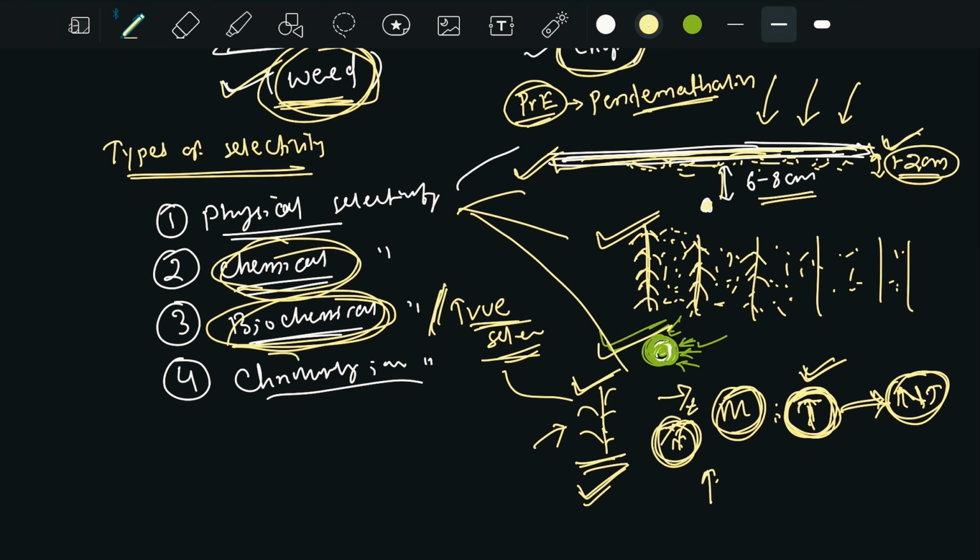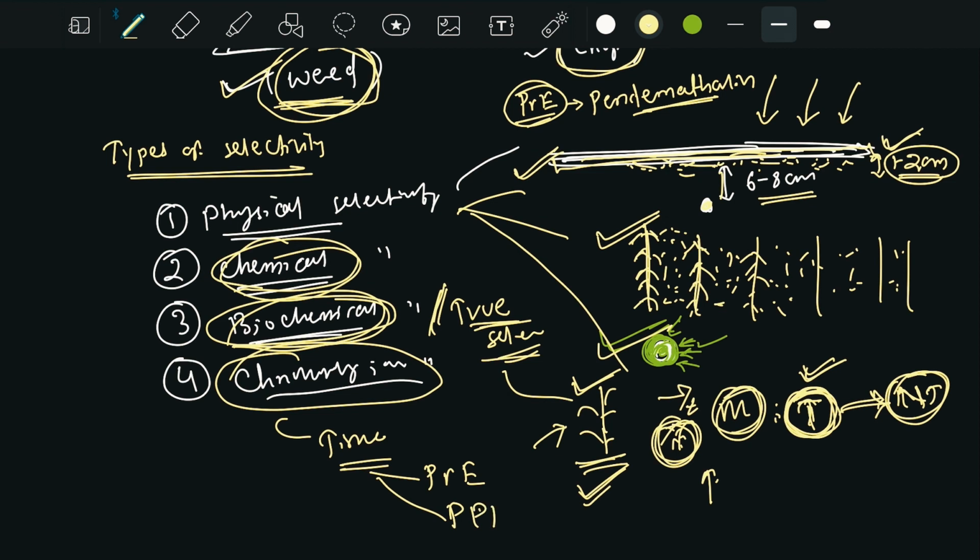Then chronological selectivity. Chronological selectivity is based on time. Suppose we are applying a pre-emergence herbicide, a pre-plant incorporation herbicide, and a post-emergence herbicide. Due to this variation in the time of application, there is selectivity. So basically, if we are applying the pre-emergence herbicide as a post-emergence herbicide, or applying a post-emergence herbicide as a pre-emergence herbicide, there will be no selectivity that you can find.